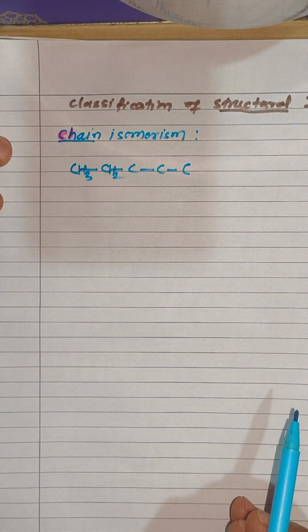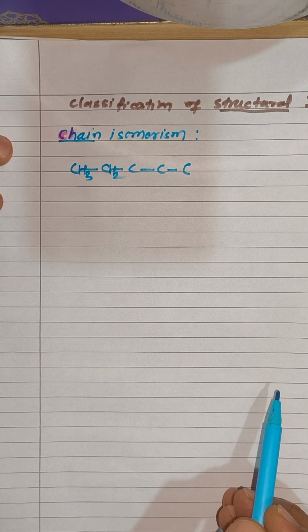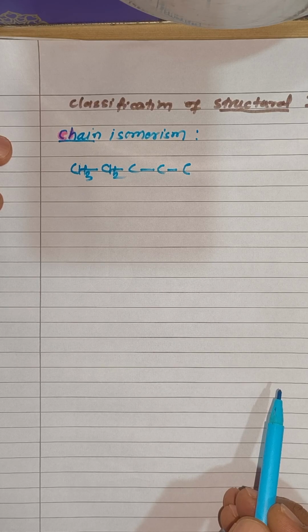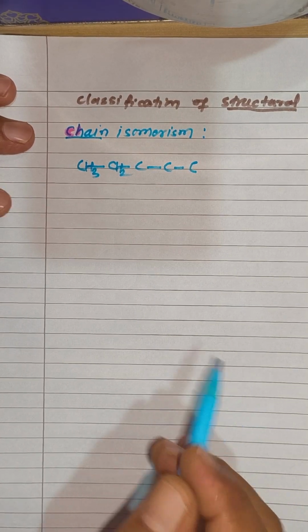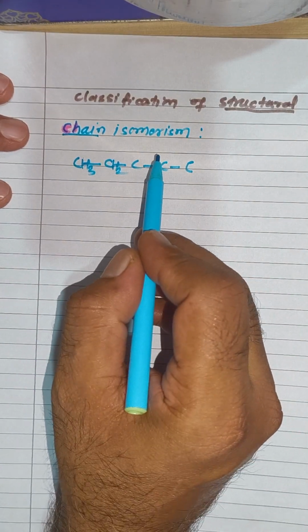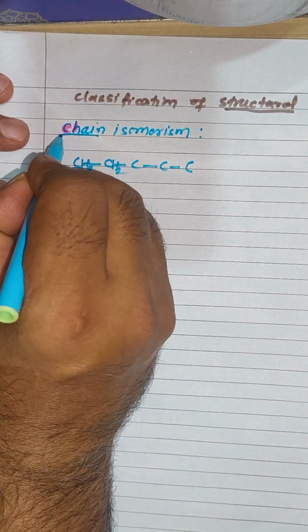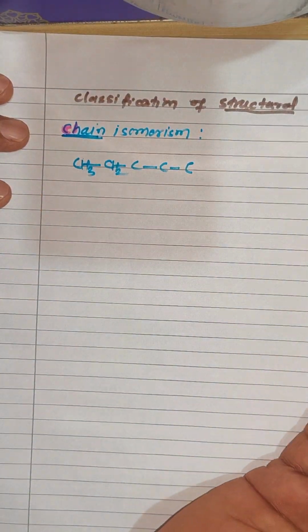types: chain isomerism, positional isomerism, functional isomerism, metamerism, tautomerism, ring-chain isomerism, and several others. Here we will discuss them one by one. First, chain isomerism. Chain isomers are compounds having the same molecular formula but differing in the chain, so there is a straight chain and a branched chain.